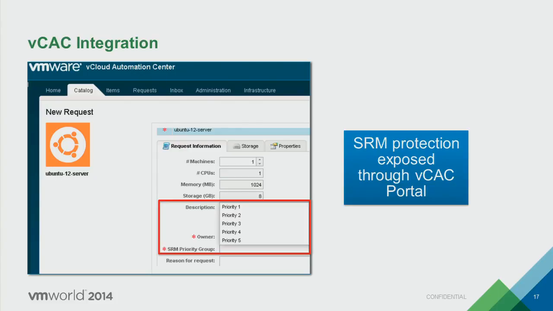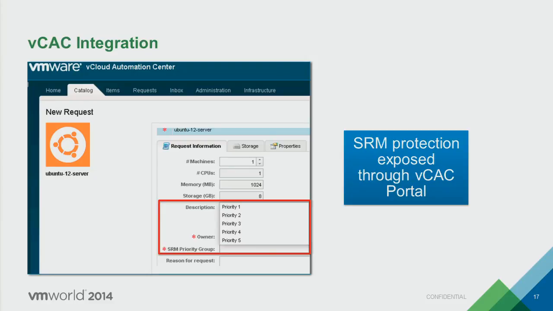So for example, if we're deploying a configuration from vCAC, let me make sure I got the laser here and that it's pointing in the right direction. We'll see things like this box here start to show up, custom properties that give us priorities. SRM has the ability to define the priority of a given virtual machine for start sequence. Priority 1 starts first, priority 5 starts last.